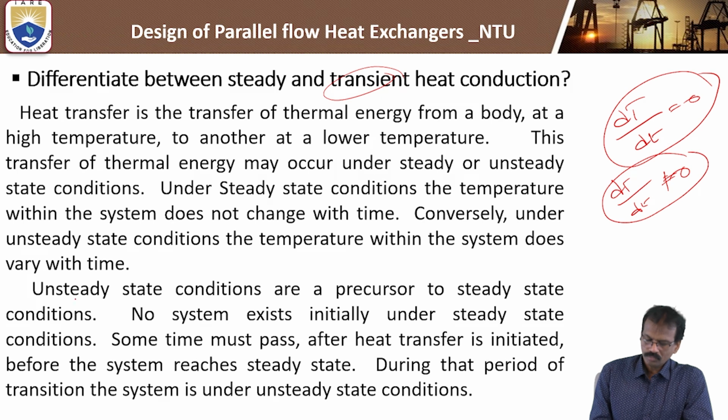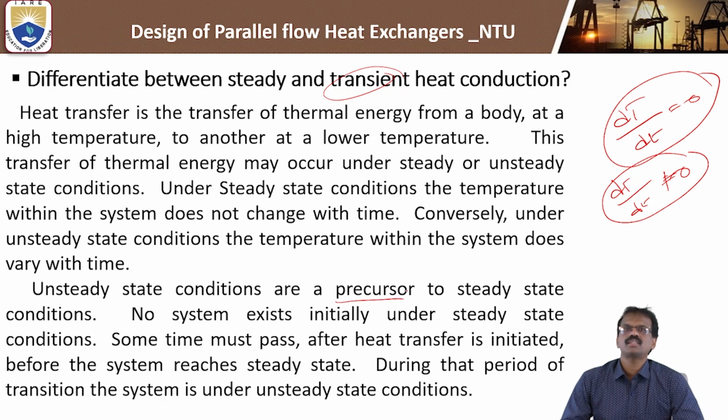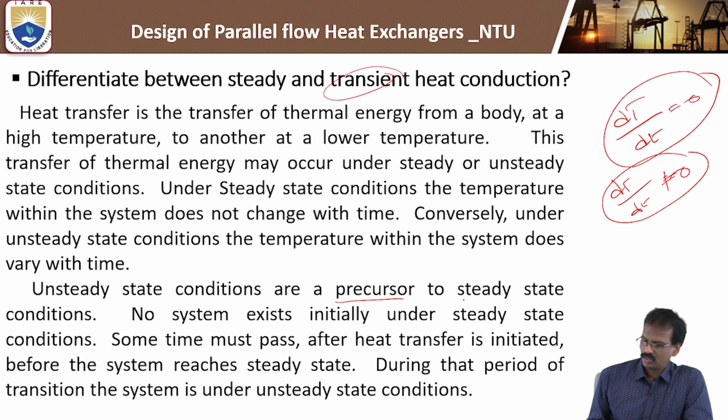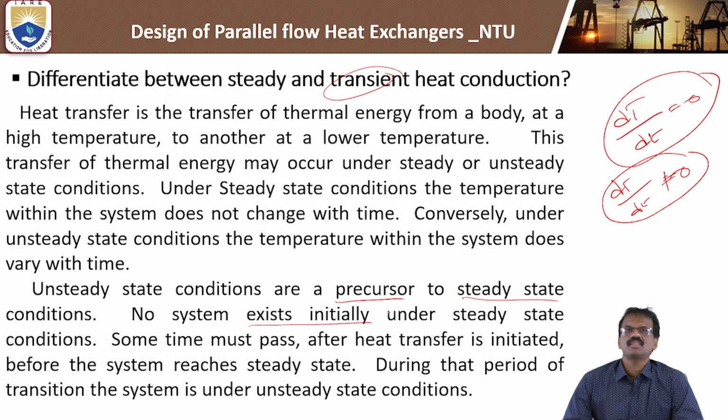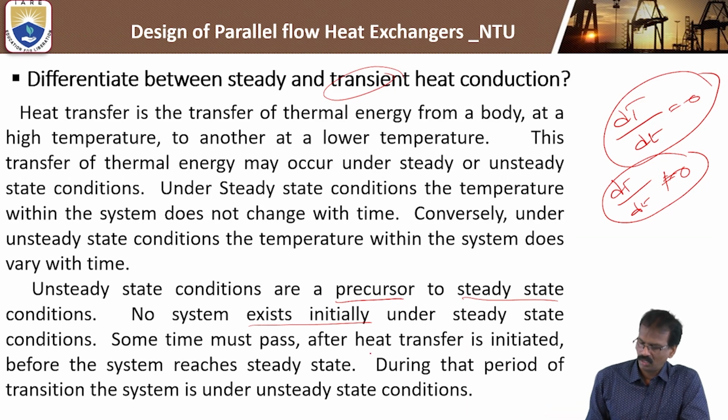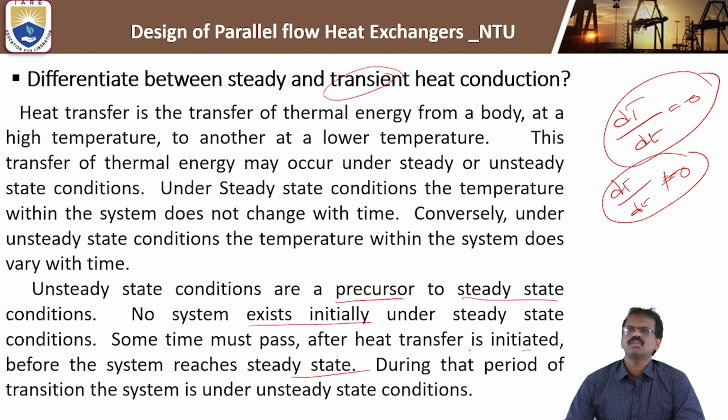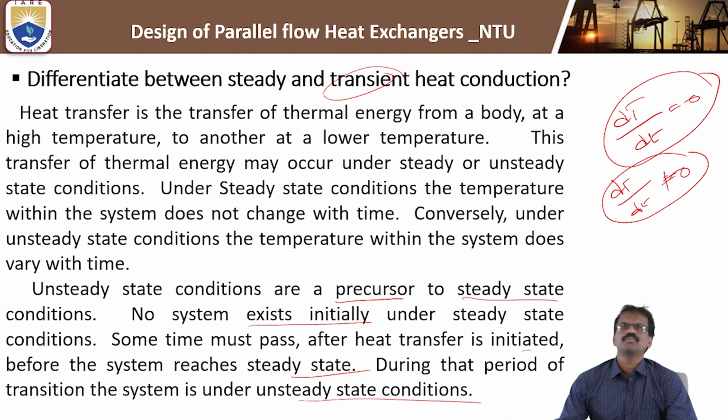Unsteady state conditions are precursors to steady state conditions. No system exists initially under steady state condition. You start with unsteady state, then reach steady state condition. Some time must pass after heat transfer is initiated before the system reaches steady state. During that period of transition, the system is under unsteady state condition. So this is the main difference between steady state and unsteady state condition.